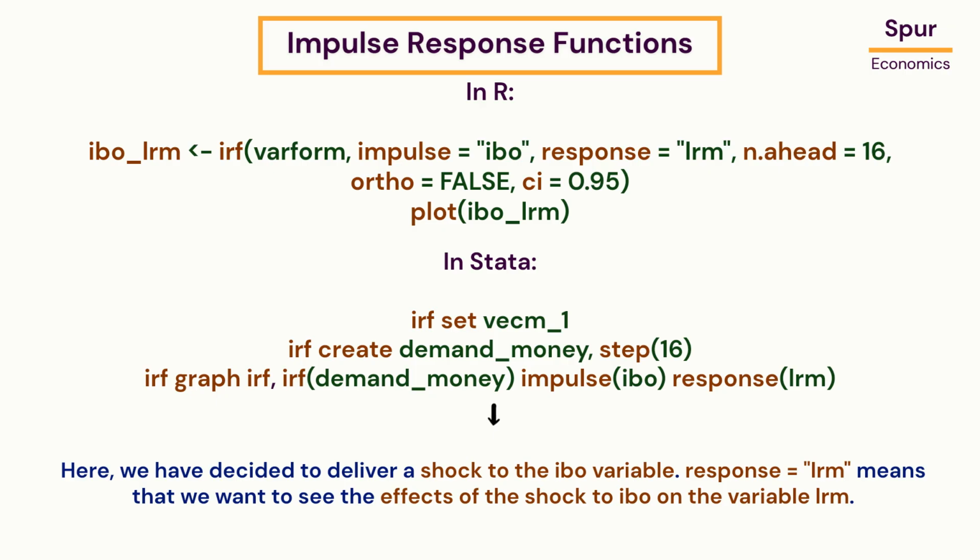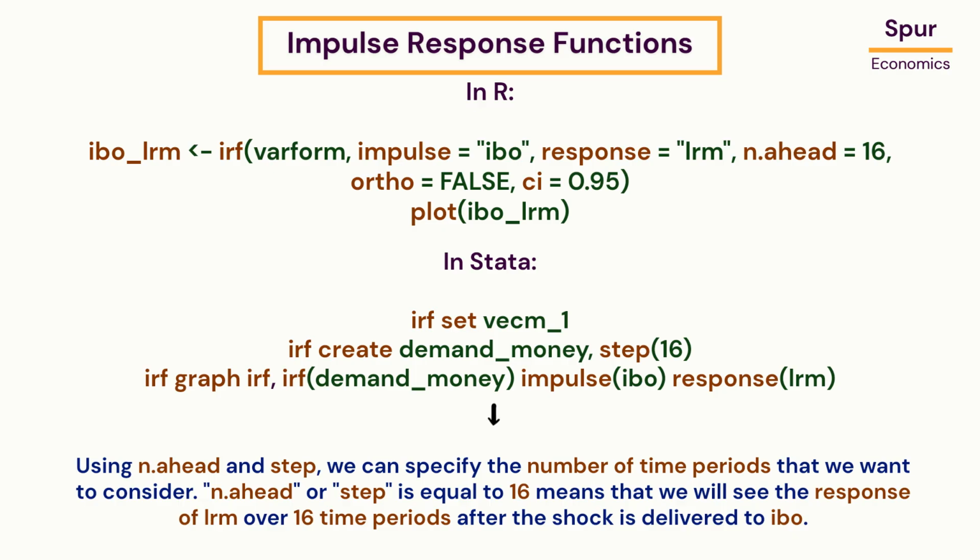Response is equal to LRM means that we want to see the effects of the shock to IBO on the variable LRM. Using n.ahead and step, we can specify the number of time periods that we want to consider. n.ahead or step is equal to 16 means that we will see the response of LRM over 16 time periods after the shock is delivered to IBO.